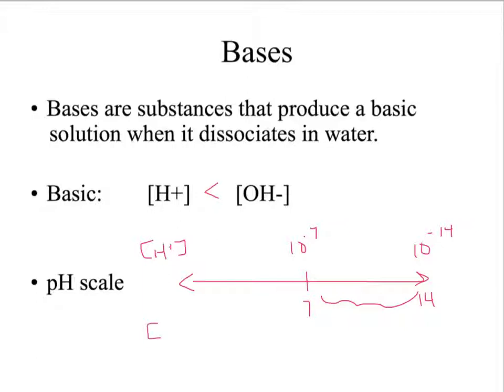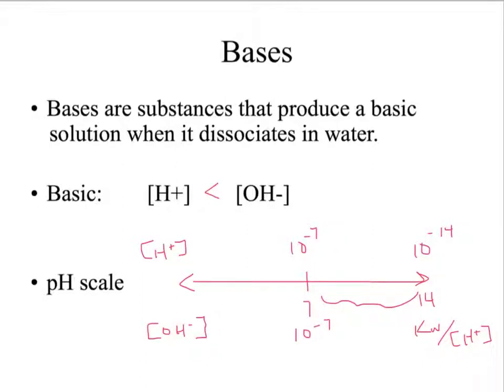We can also figure out the hydroxide ion concentrations. So when something is neutral, hydroxide ion concentrations are also 10 to the negative 7. But over here, the amount of hydroxide ion is much lower. So this would equal Kw divided by H plus. So you can always figure out the concentration of H plus or hydroxide at any point along the pH scale.